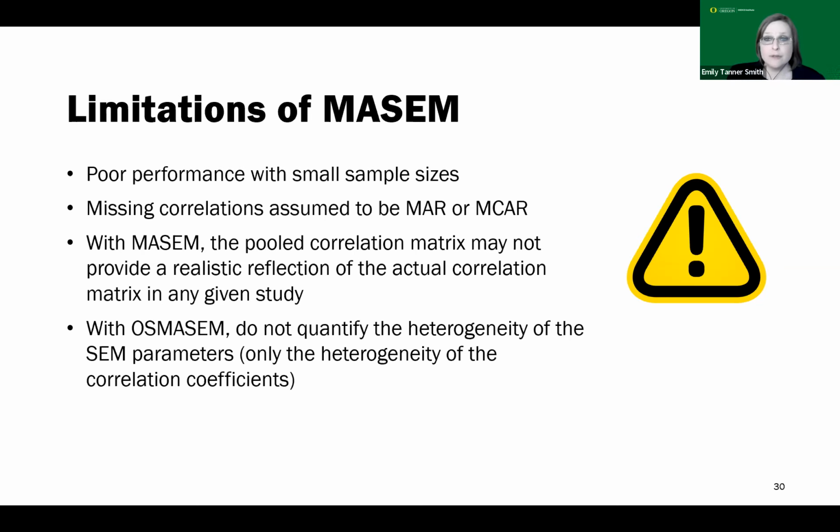And then finally, I would say another important limitation to the one-stage meta-SEM approach in particular is that the method does not allow you to quantify the heterogeneity of the SEM parameters. For instance, if you want to know the amount of variance explained on a certain pathway. But rather, this method only allows you to quantify the heterogeneity in the correlation coefficients. Now, again, that's often what we are most interested in. But if you are interested in quantifying the heterogeneity of the SEM parameters themselves, then that's where you would need to use typically Bayesian meta-SEM approaches to address those kinds of questions.